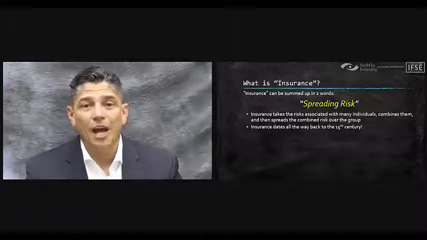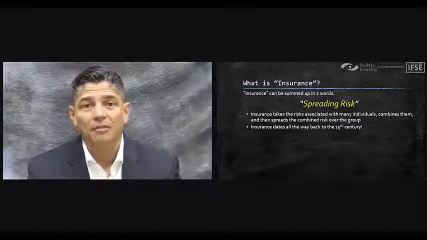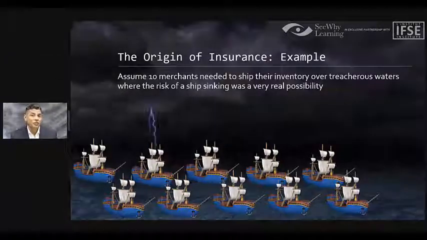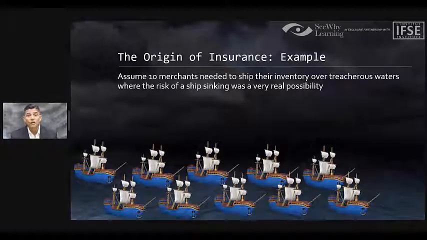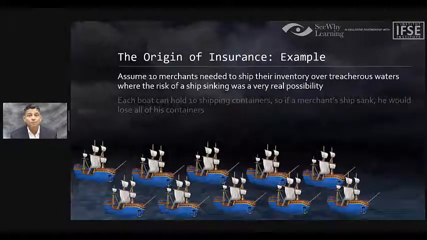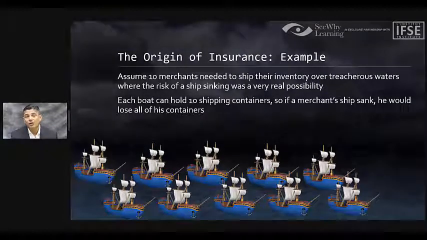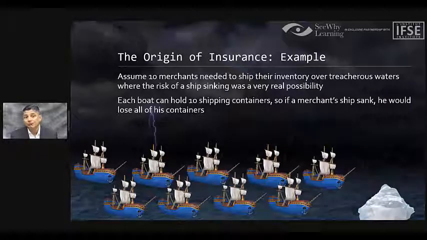Consider the following example of a rudimentary form of insurance that may have taken place back then. Let's assume that 10 merchants needed to ship their inventory over treacherous waters where the risk of a ship sinking is a very real possibility. Now, each boat can hold 10 shipping containers. Therefore, if a merchant's ship sank, he would lose all of his containers.